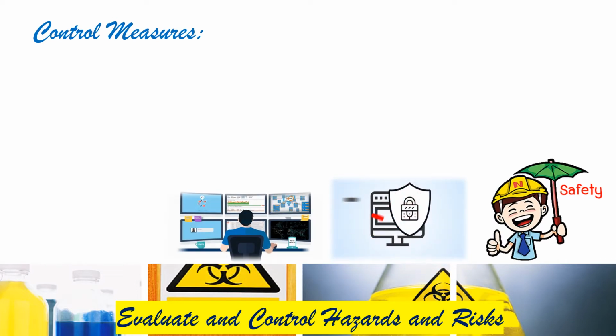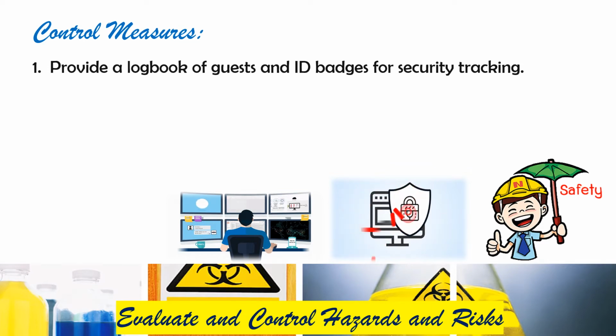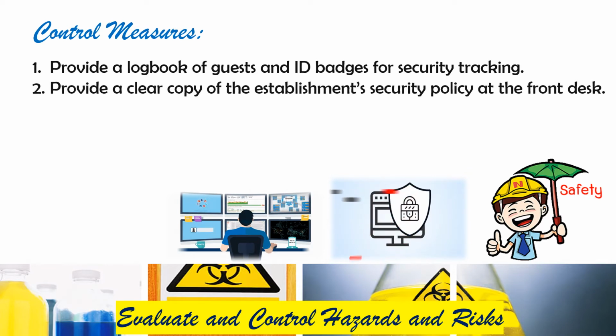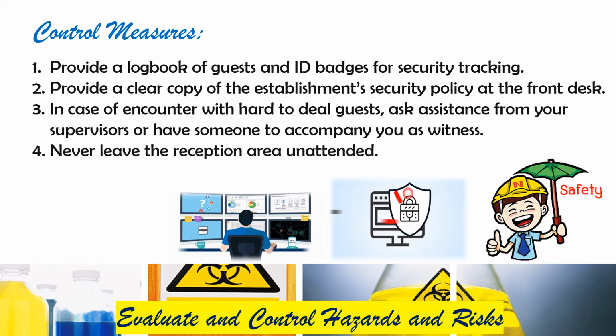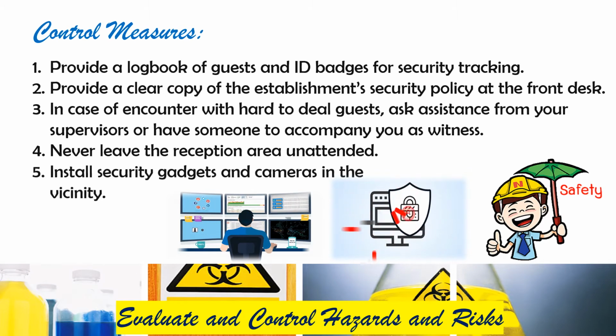So these are the control measures in security hazards in dealing with guests and employees. First, provide a logbook of guests and ID badges for security tracking. Number two, provide a clear copy of the establishment security policy at the front desk. Number three, in case of encounter with hard-to-deal guests, ask assistance from your supervisor or have someone accompany you as witness. Number four, never leave the reception area unattended. Number five, install security gadgets and cameras in the vicinity.